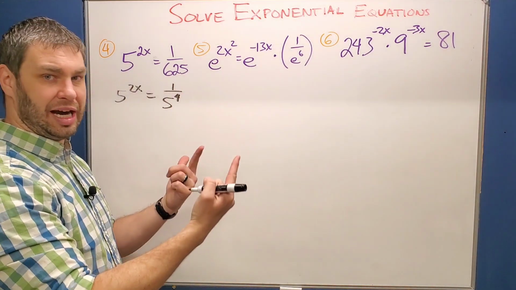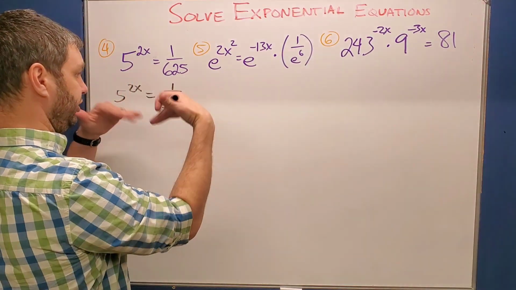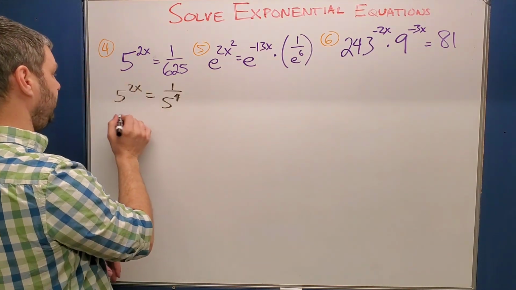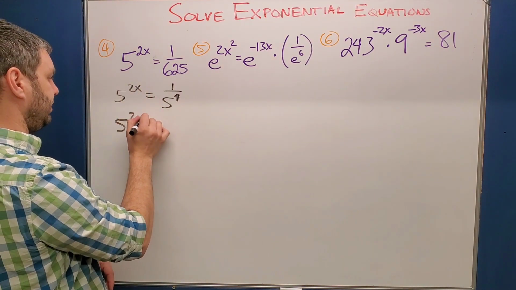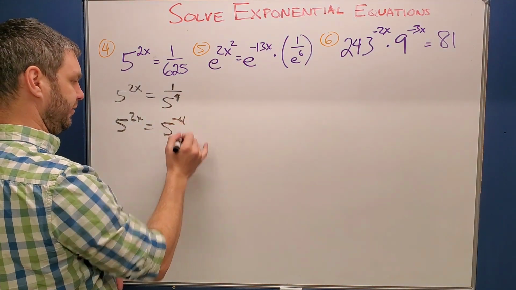Remember, when we move it to the top, our exponent switches signs. If you start at the top and go to the bottom, it switches signs, or if you start on the bottom and go to the top, it switches signs. What I mean by that is I'm going to say 5 to the 2x still, but it's going to equal, now on the top, 5 to the negative 4.